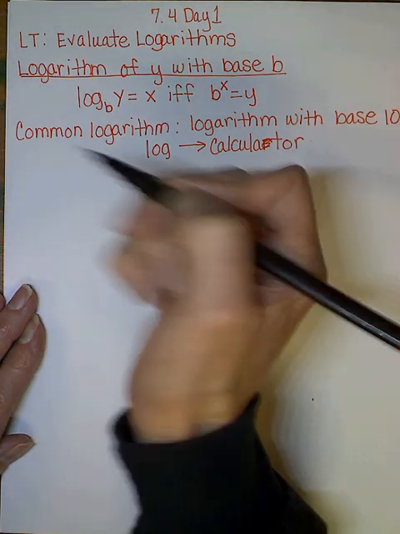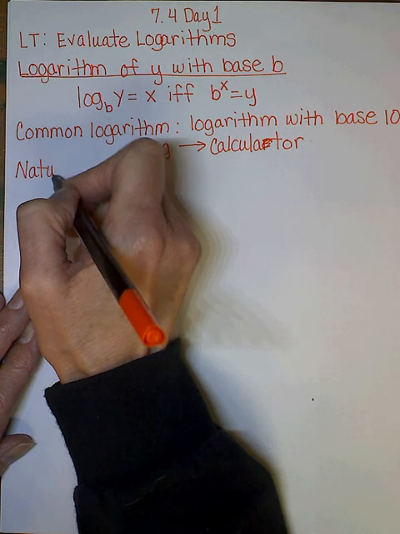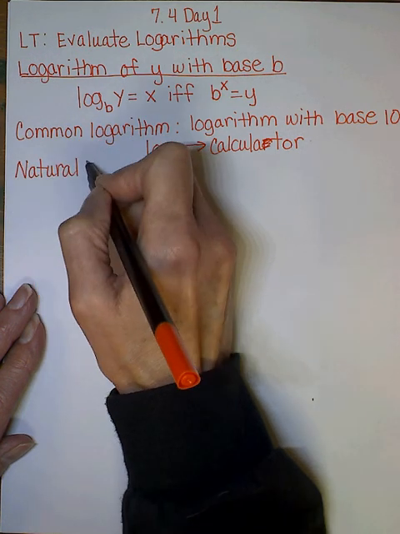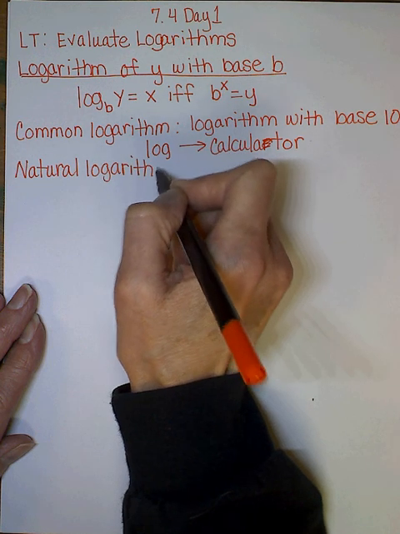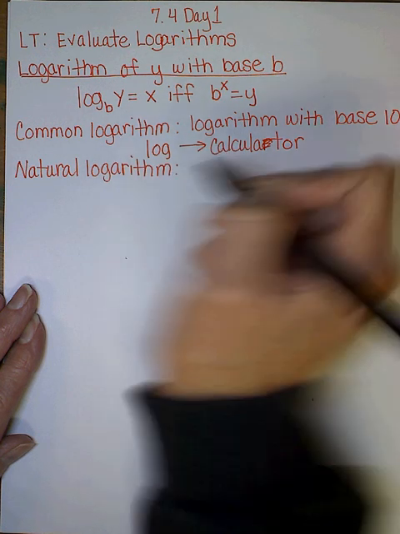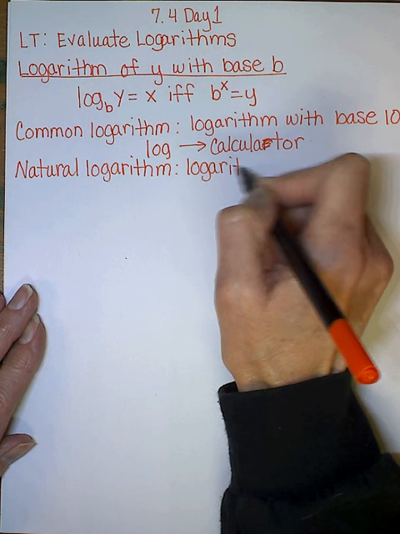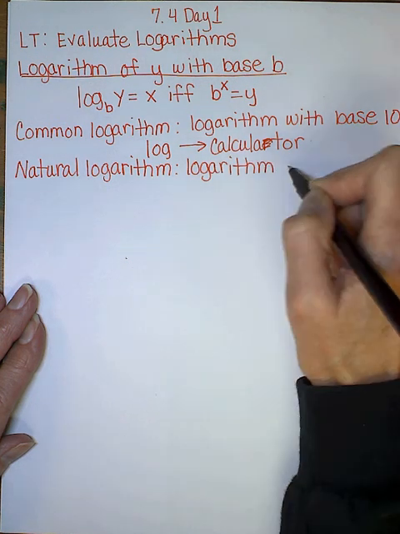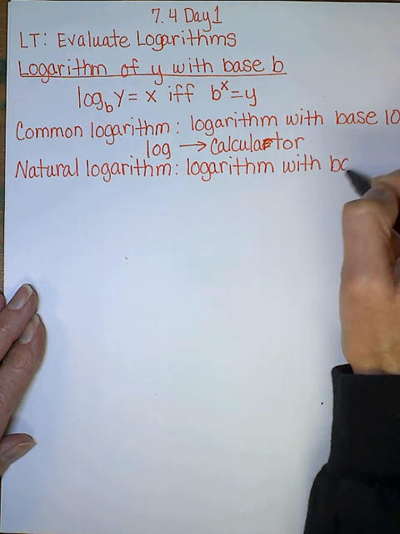Alright. So there's another one that's on your calculator, and it's called the natural log. And this is a logarithm with base e. And you just learned about the number e.